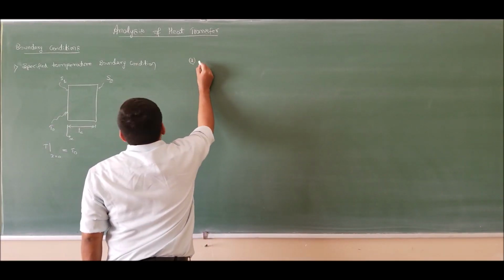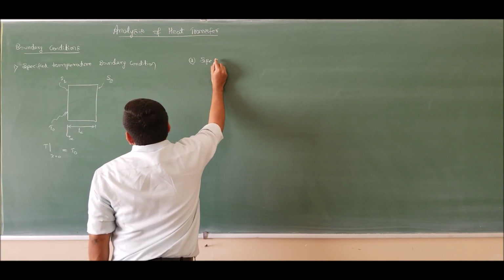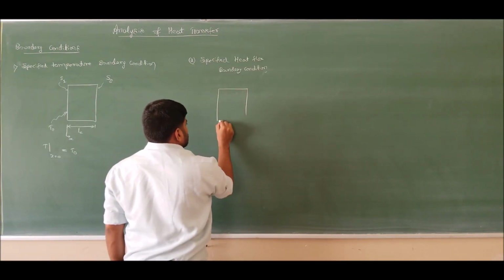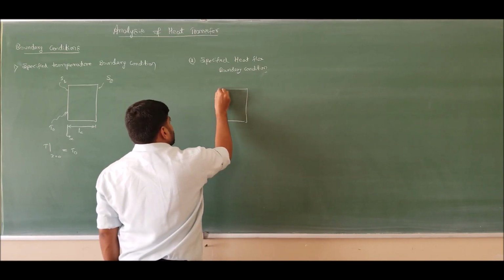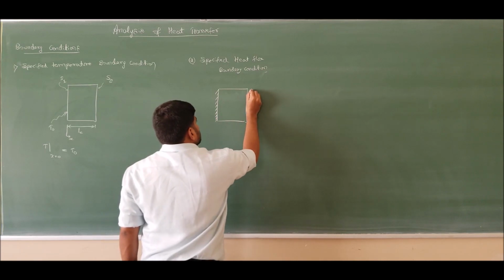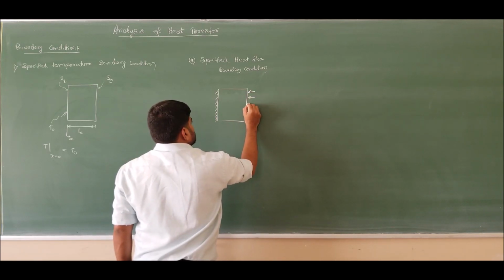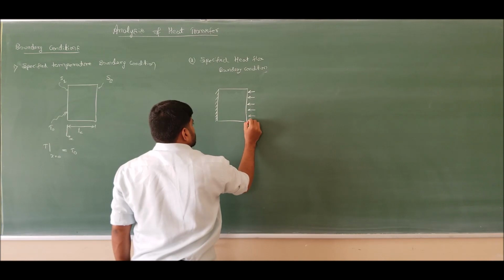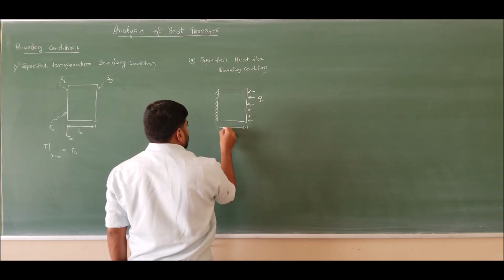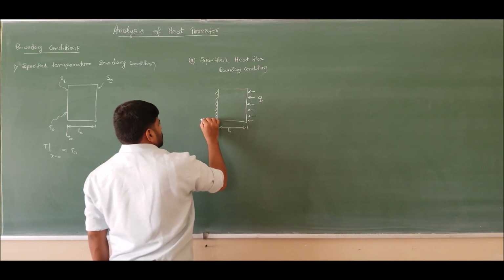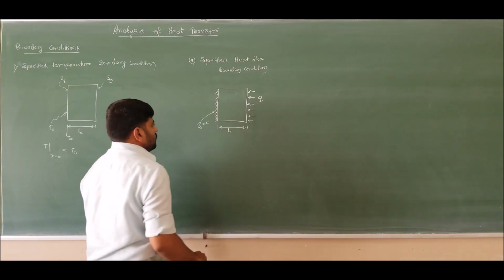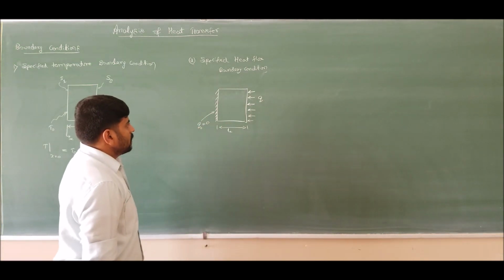Now moving on to our second boundary condition. The second boundary condition is specified heat flux boundary condition. In order to analyze this specified heat flux boundary condition, let us consider a plane wall which is insulated at surface 1 and there is an amount of flux coming into the control volume of this plane wall, let it be Q, the length of this plane wall be LE. Since it is insulated, the flux at the surface 1 is 0.